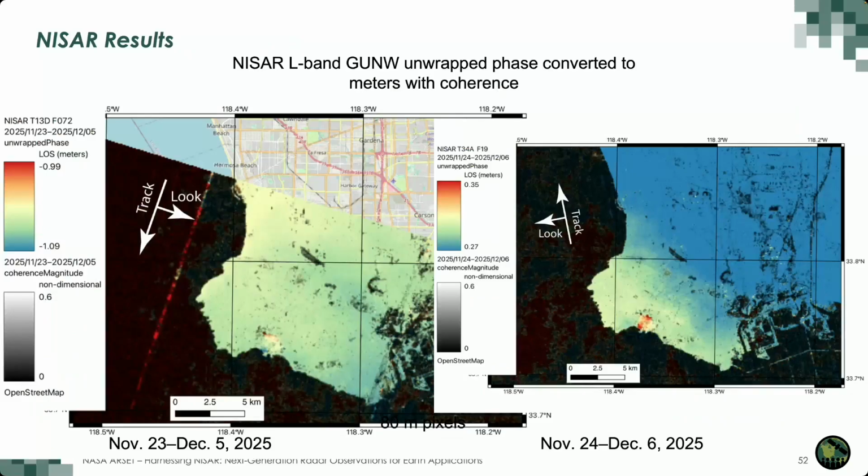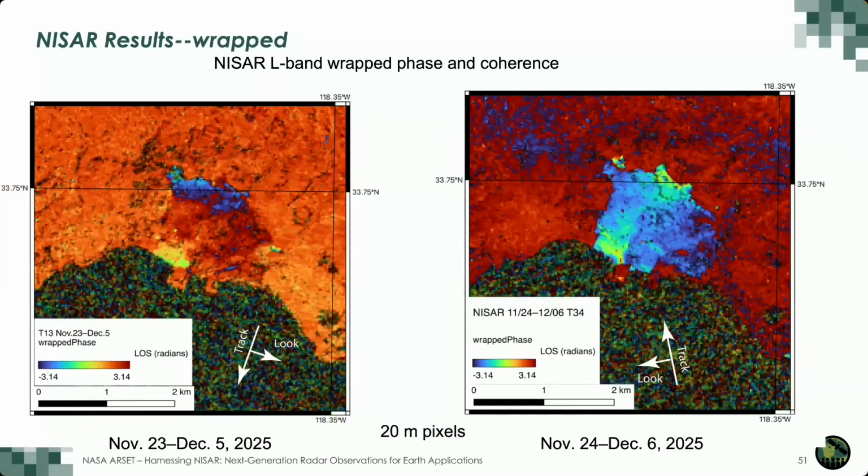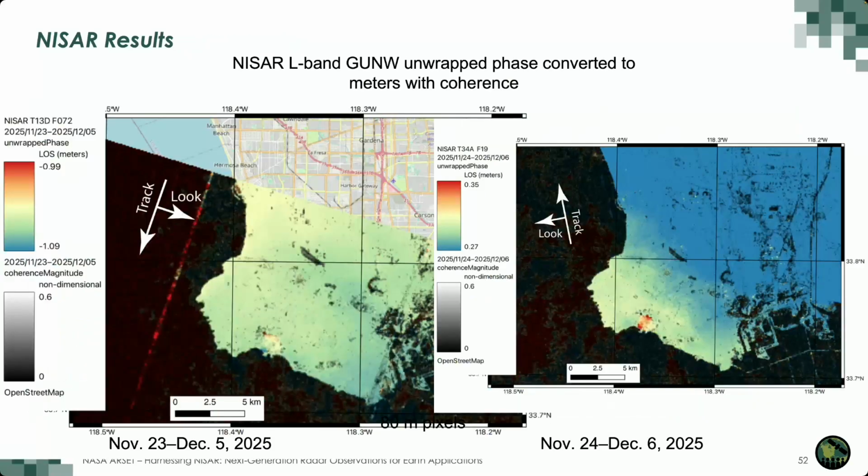You'll notice that on this it's actually hard to tell which is positive and which is negative, and that's one of the difficulties of interpreting unwrapped phase. And this is the same two interferograms with the unwrapped phase. Of course, it's 80 meter pixels instead of 20 meters, so we have a coarser resolution, but we can see which parts are positive and which parts are negative.